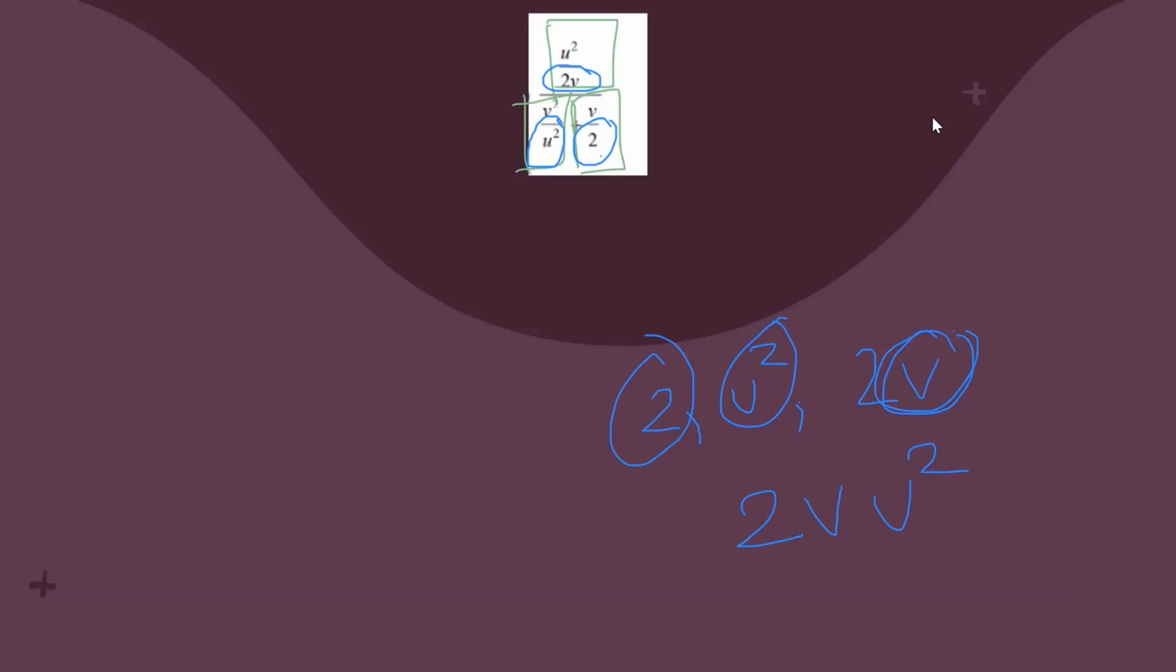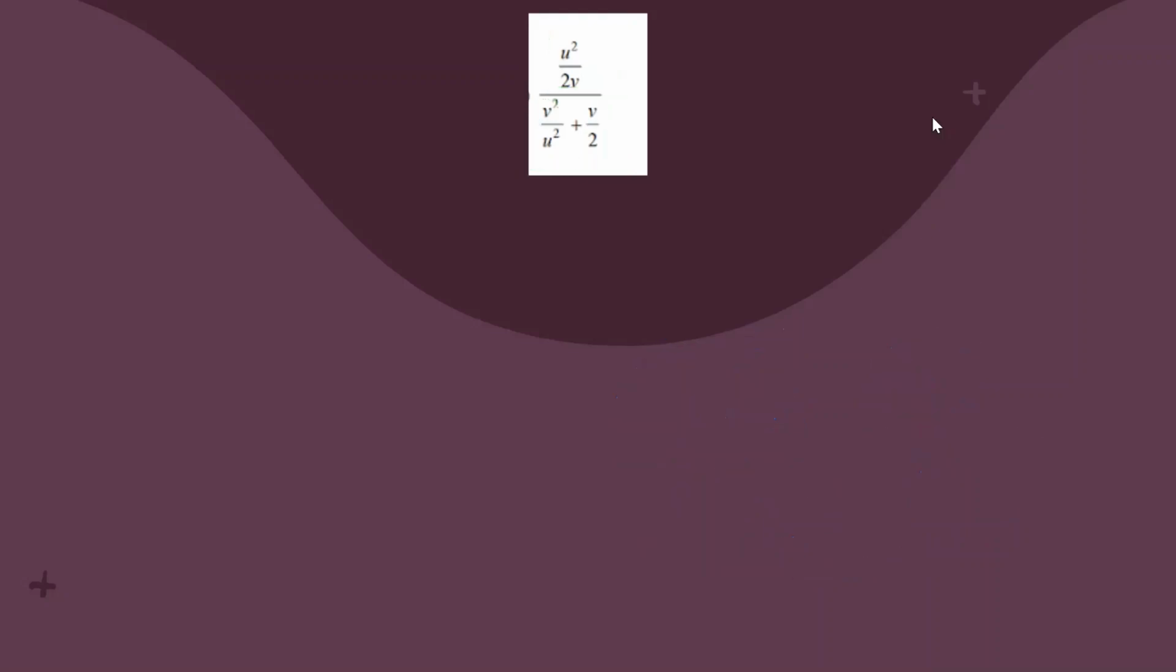Okay. So if this is my LCD, which I figured out just by looking at the denominators, then I'm going to multiply everything using 2v u squared. Multiply this using 2v u squared. Multiply this top using 2v u squared. And guess what happens when I do that? You can cancel things out. You are going to get rid of all the denominators of the smaller fractions. All the smaller fractions are going to lose their denominators.